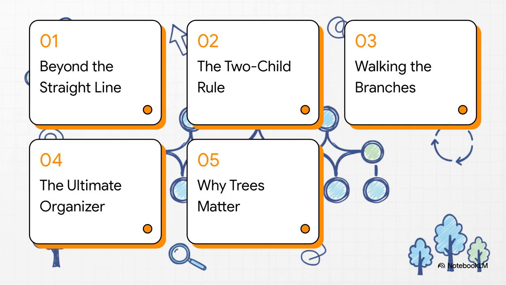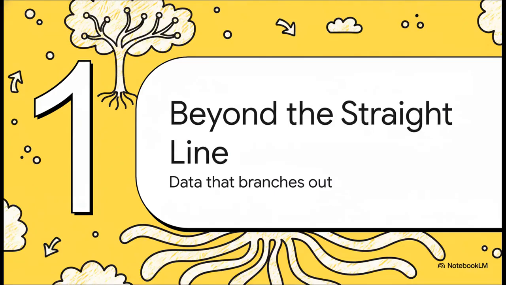So here's our game plan. First, we're going to go beyond that straight line. Then we'll get into a super important idea called the two-child rule. After that, we'll learn how to actually walk through these branches, we'll meet the ultimate data organizer, and finally, we'll tie it all together to see why trees are just so critical to our digital lives. All right, let's dive right in.